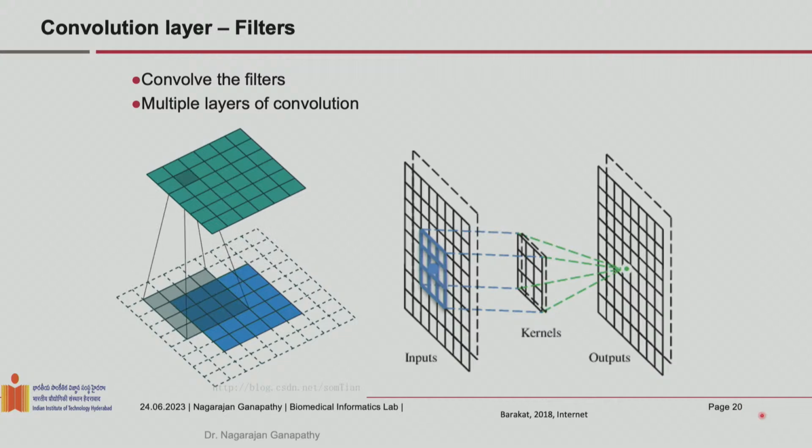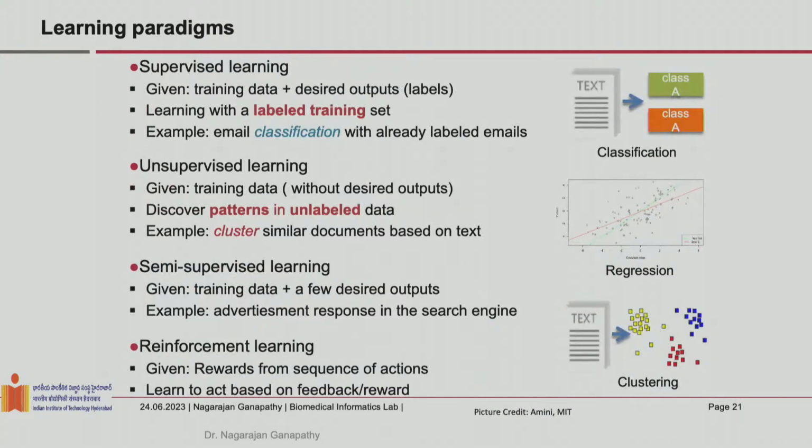Now, machine learning is basically classified into 4 different learning approaches: supervised learning, semi-supervised learning, unsupervised learning, and reinforcement learning. In supervised learning, keep in mind, you feed the input and you feed the label together. You feed the input and the ground truth together so that the machine comes out with a better model.